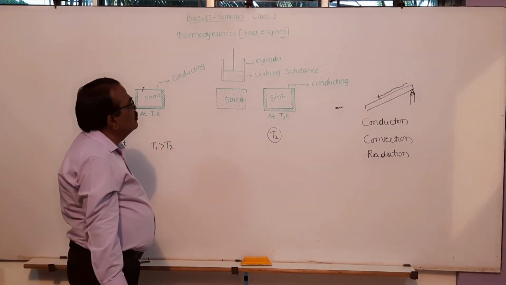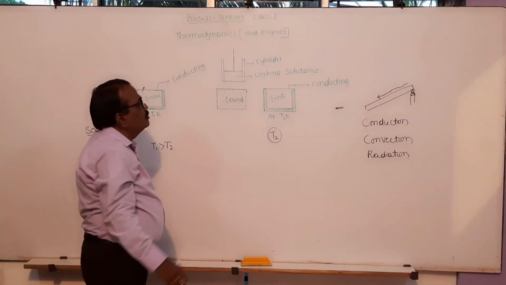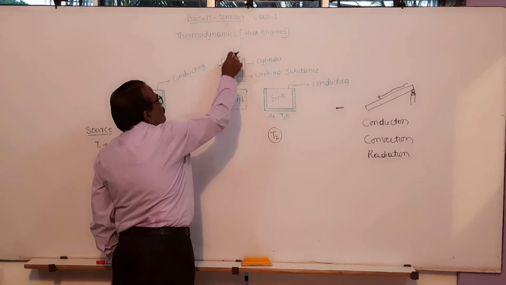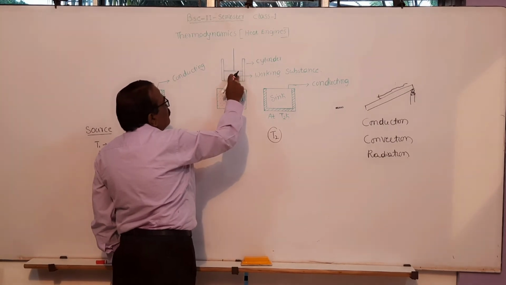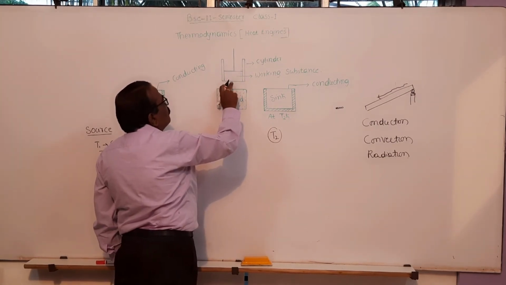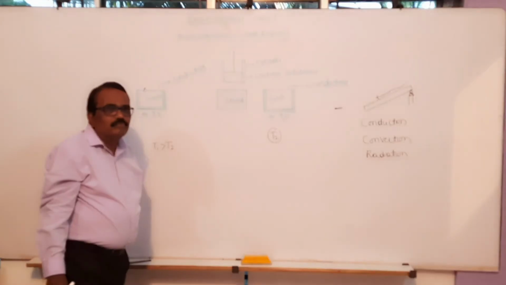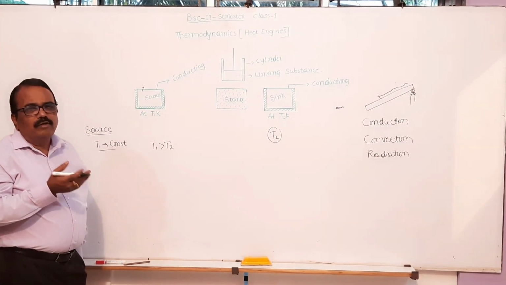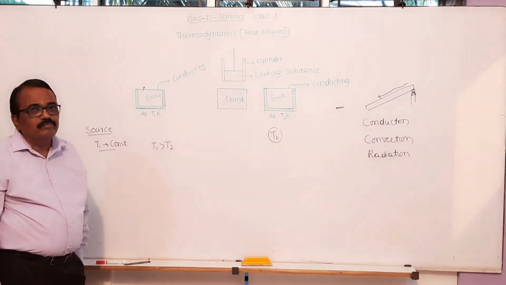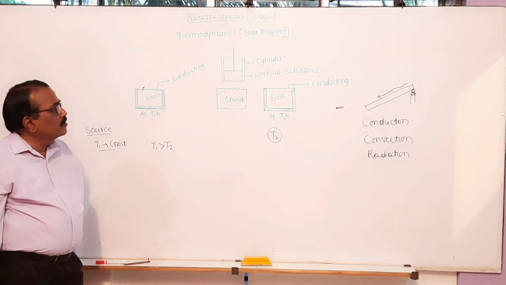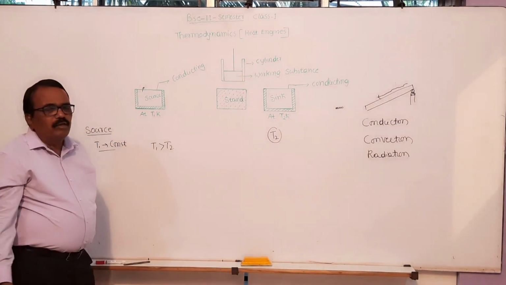And the third one is a cylinder. The cylinder is provided with a piston. The side walls of the cylinder are insulating and the bottom is conducting. It is filled with a perfect gas. It is an ideal engine. A perfect gas is an ideal gas. It is theoretical how an engine may be. The working substance in the Carnot engine is a perfect gas.